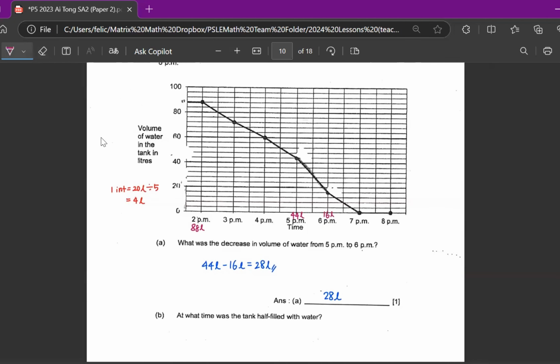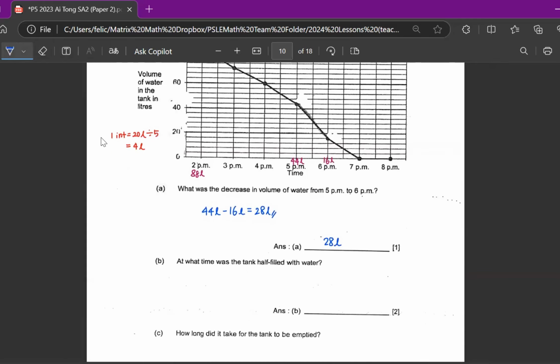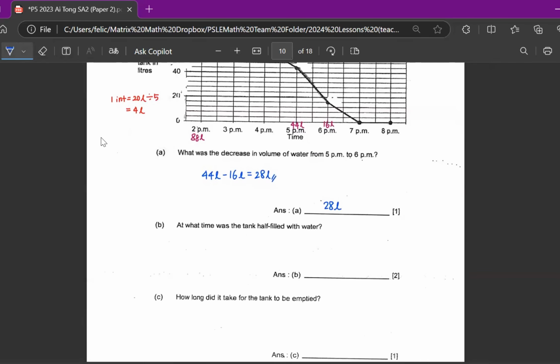So to find out what is half filled, basically you need to take half of 88 liters. So for the tank capacity, maybe I'll just note down: tank capacity initially was 88 liters, full tank. So if it's half filled, it means 88 liters divided by 2. Or you can take half times 88, also can.